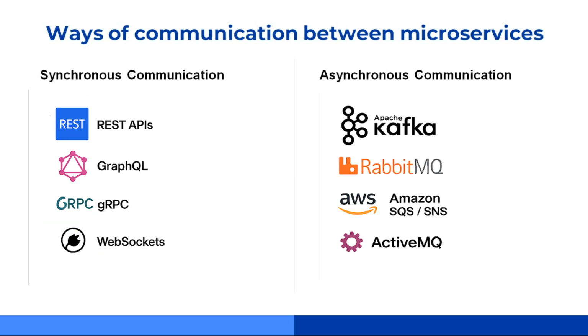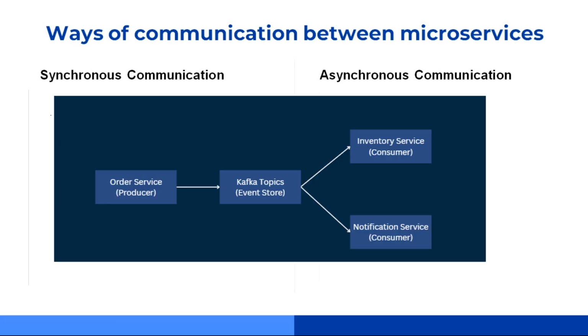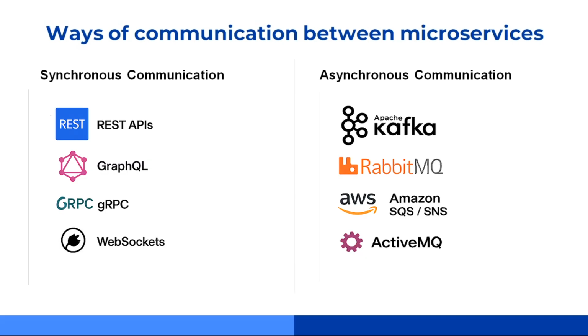Next, we have asynchronous communication. Here, one service sends a message and then simply continues with its work. It doesn't wait around for an immediate response. It's more like sending an email. The receiver can reply whenever they are ready. For example, an order service publishes an event like order placed to Kafka and then keeps moving ahead without waiting for the email service or the inventory service to respond. This pattern is usually implemented using tools like Apache Kafka, RabbitMQ, Amazon SQS, or ActiveMQ.